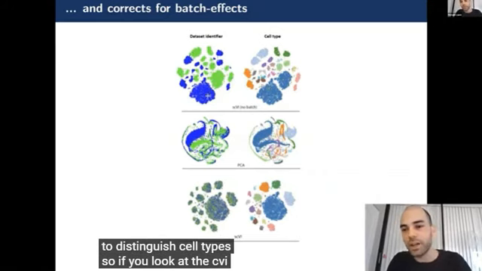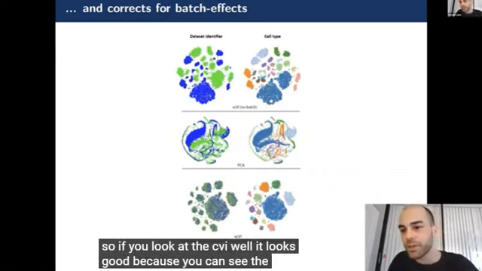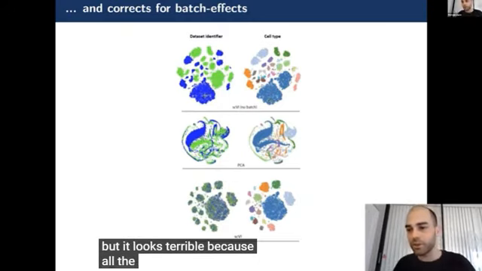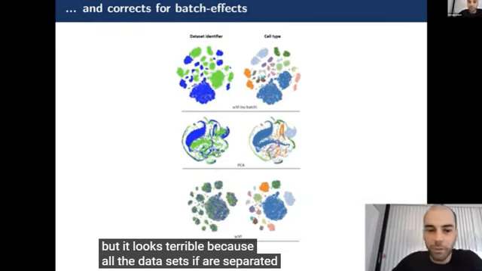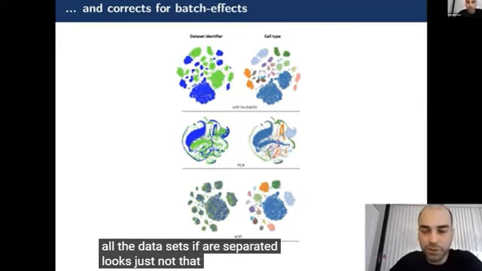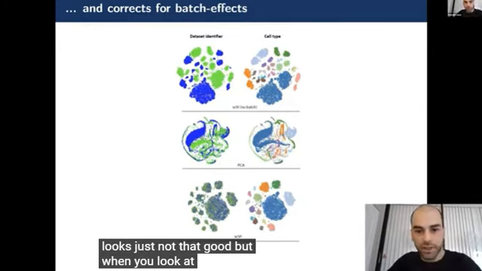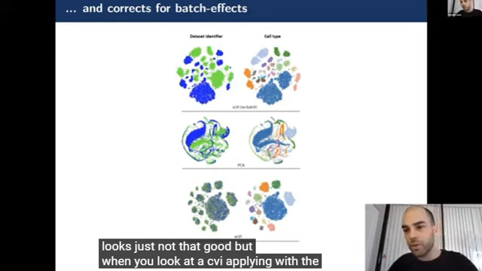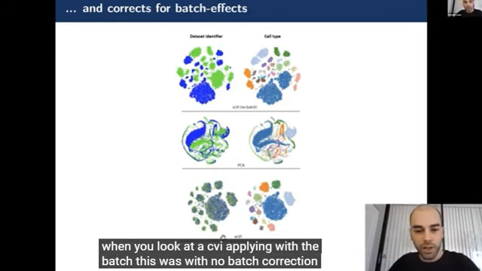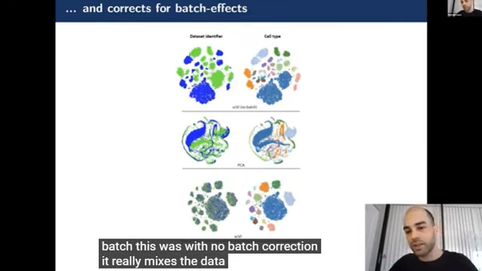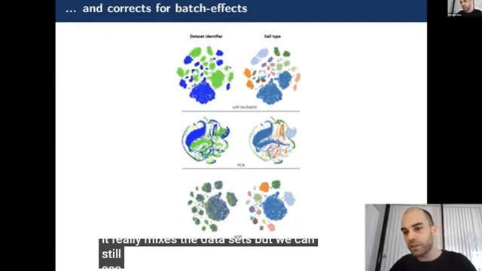So if you look at SCVI without batch, it looks good because you can see the cell types, but it looks terrible because all the data sets are separated. PCA looks just not that good. But when you look at SCVI applied with the batch, it really mixes the data sets, but we can still see the cell types.